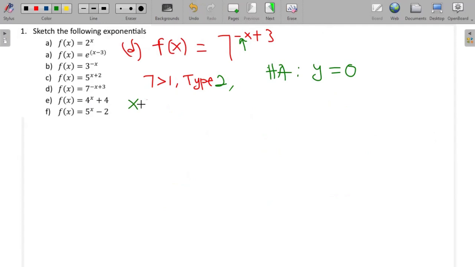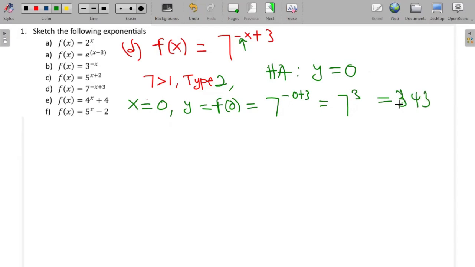Okay, my y-intercept is when x is equal to 0. So this will be y equals f of 0, which will just be 7 to the power minus 0 plus 3, which will just be 7 to the power 3. Okay, so 7 to the power 3, it's 343. Okay, but you don't really have to find this in case you don't have the calculator. You can just plot the 7 to the power 3 on your y-axis.